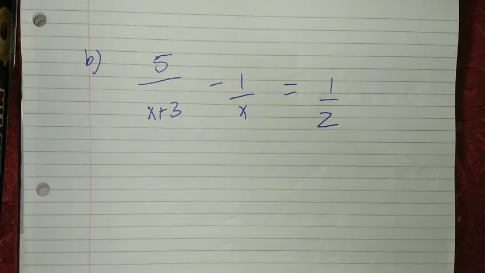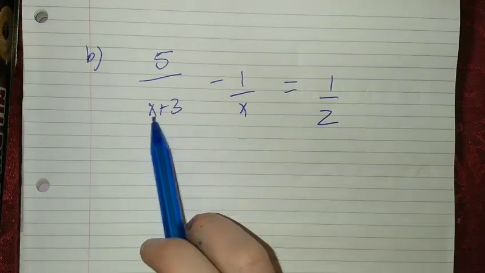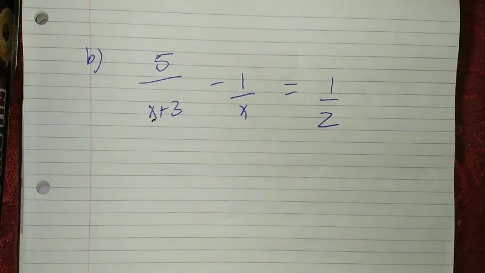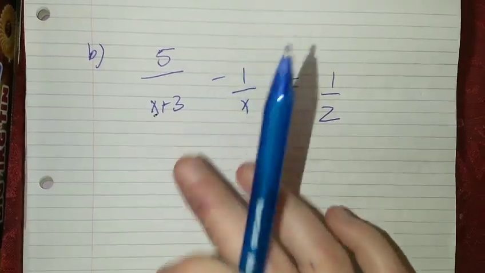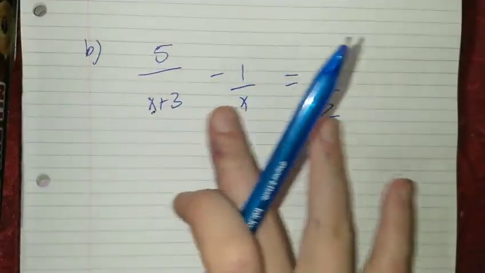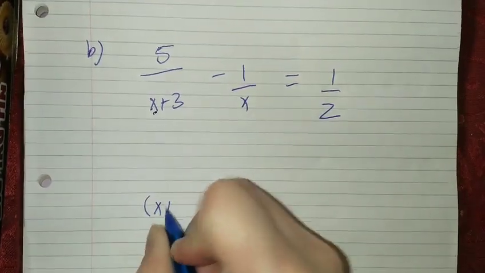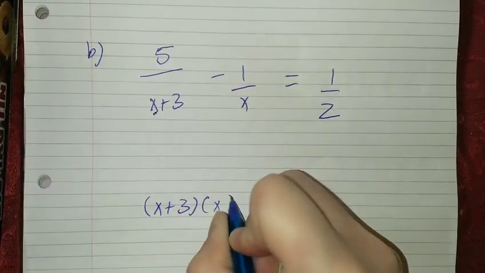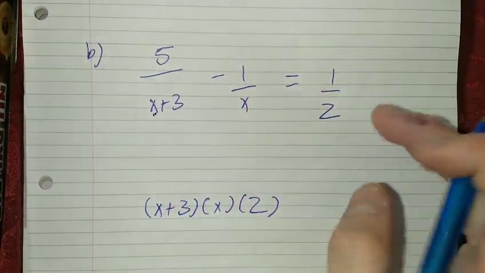So a common denominator is something that each of them will multiply to give. But I know if I actually multiply all these together, that could be my common denominator, because it's hard to get an actual number that all of them will multiply to give, because we don't know what x is. But I know if I multiply x plus 3 by x by 2, I'll get a number that each of them multiplies to give.